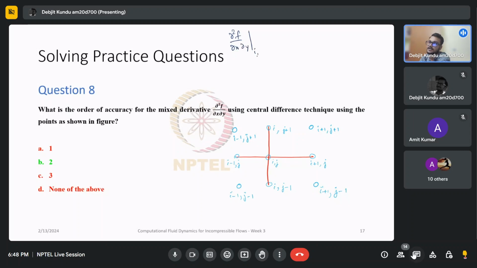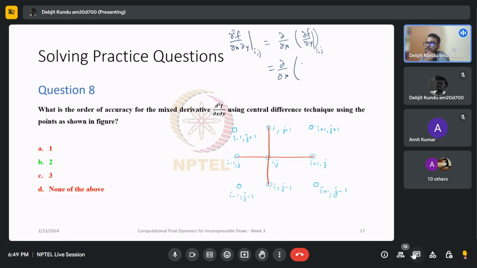So this at (i, j) can be written as ∂/∂x of ∂f/∂y at (i, j). So we are now discretizing with respect to x. So let's just write this in this step. Then we can write it should be ∂/∂x of ∂f/∂y at (i, j). Now ∂f/∂y at (i, j) can be written in two ways.